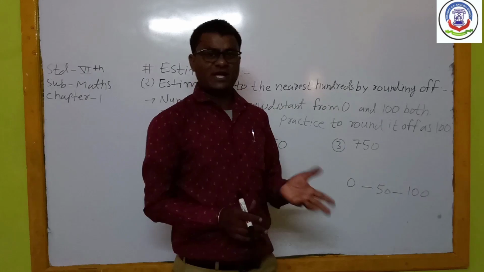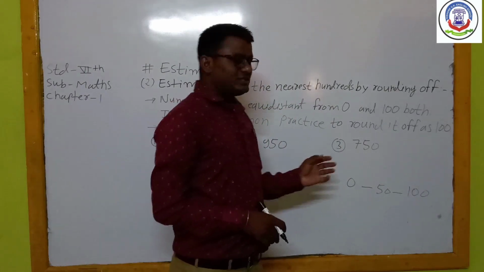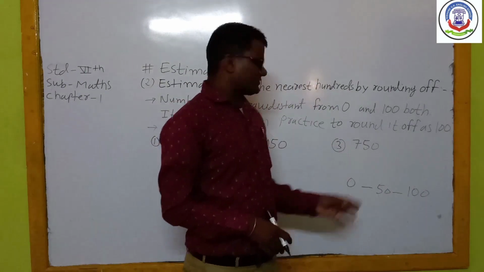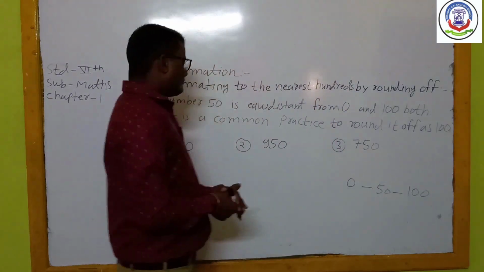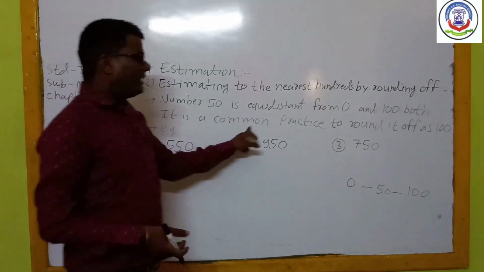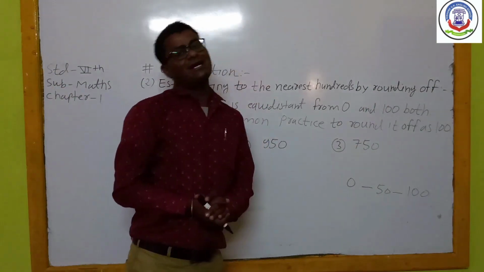Same as that, 50 is at equal distance from both 0 and 100. So it is a common practice to round it off as 100.